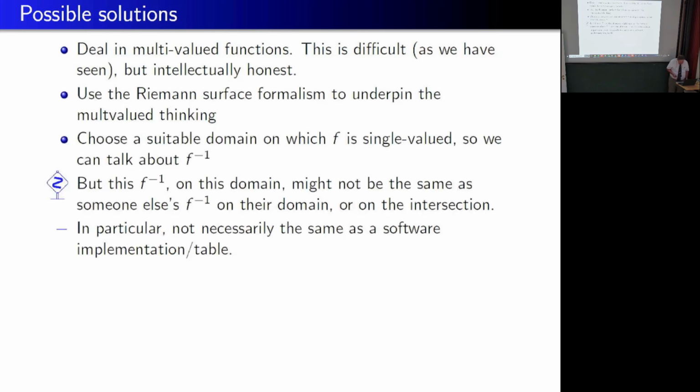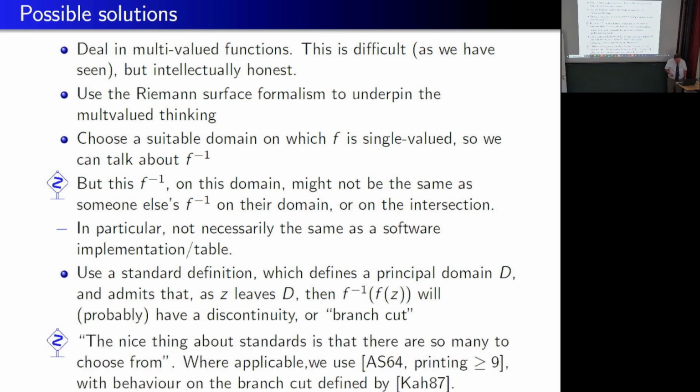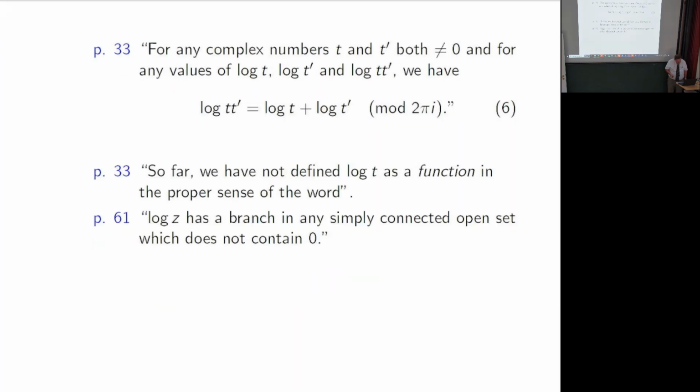So yes, we're looking at this as using a standard definition. The point about the standard definitions and the branch cut is that we're sacrificing continuity in order to preserve uniqueness of definition. So I've done this. And Cartan originally has, at equation 6, exact equality in C over 2 pi i z.